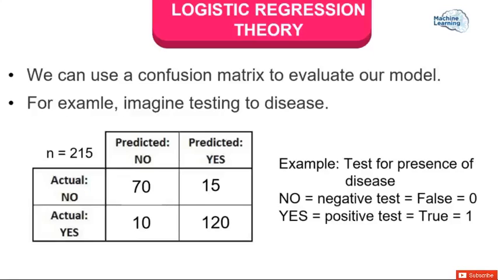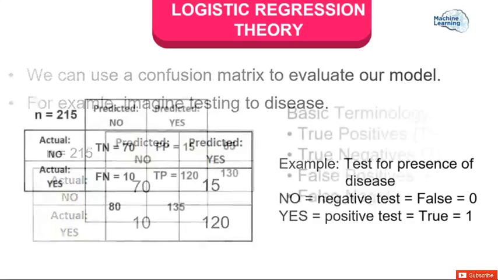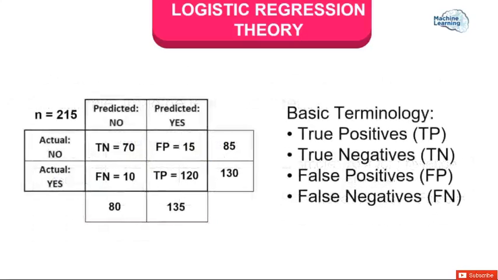So in fact, we already have labeled test data. In this sample, 130 patients have the disease, 85 patients do not. You see that? So we'll go ahead and define the most basic terms. These terms are true positives, true negatives, false positives, and false negatives.